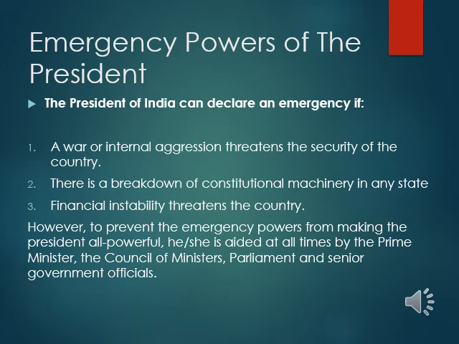However, to prevent the emergency powers from making the President all powerful, he or she is aided at all times by the Prime Minister and Council of Ministers, Parliament, and the senior government officials. It means the Prime Minister of India, the Council of Ministers of India, Parliament, and senior government officials always help the President of India to declare an emergency. The President of India cannot declare an emergency in the country without the approval of the Indian Parliament.